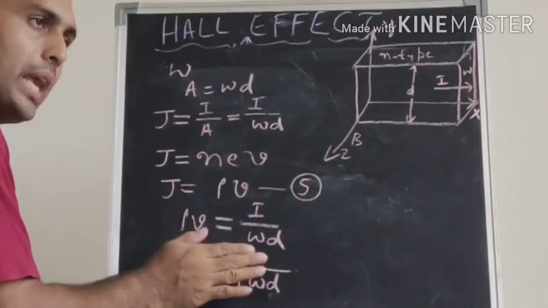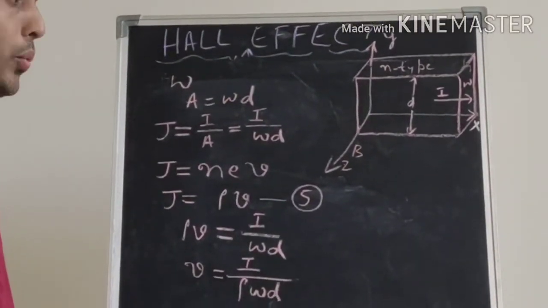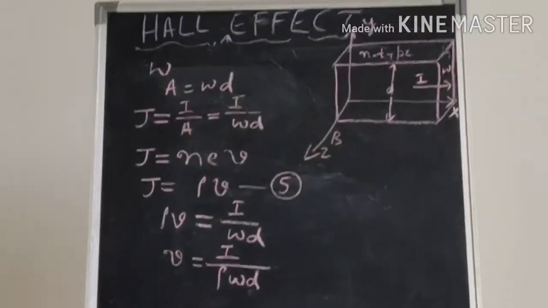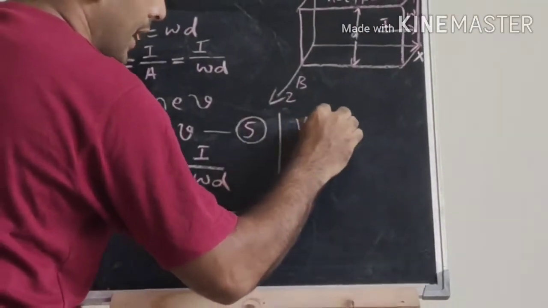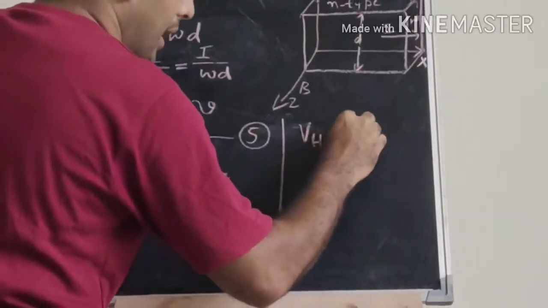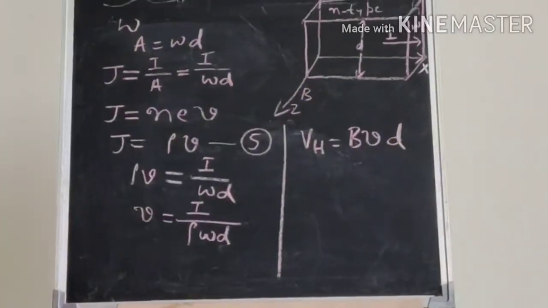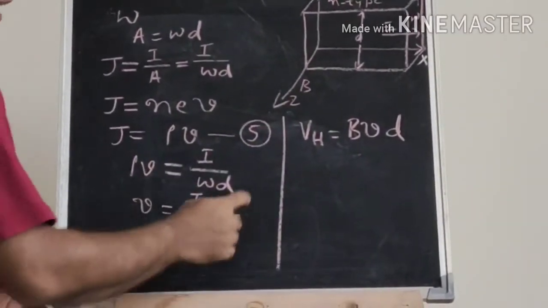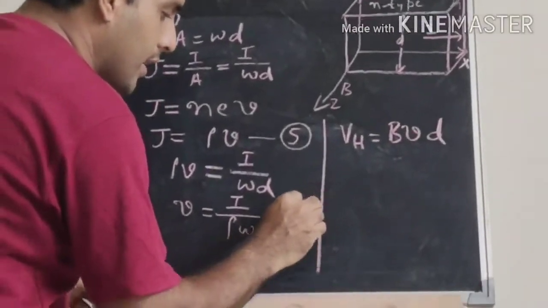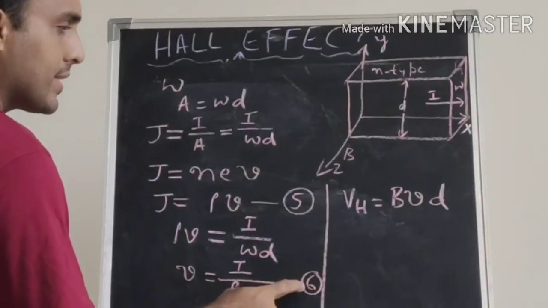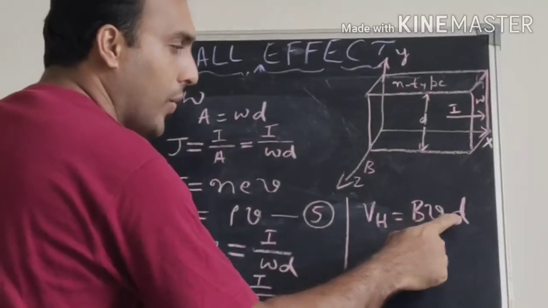Use this V in our equation for Hall voltage VH. So what is the equation we got for Hall voltage VH? I am writing here VH is equal to B into V into D. So this is the equation we got for Hall voltage VH. Therefore, now substitute for V. Let us consider this equation as equation number 6. Using this 6 in equation number 4, from 4 we got VH is equal to BVD.